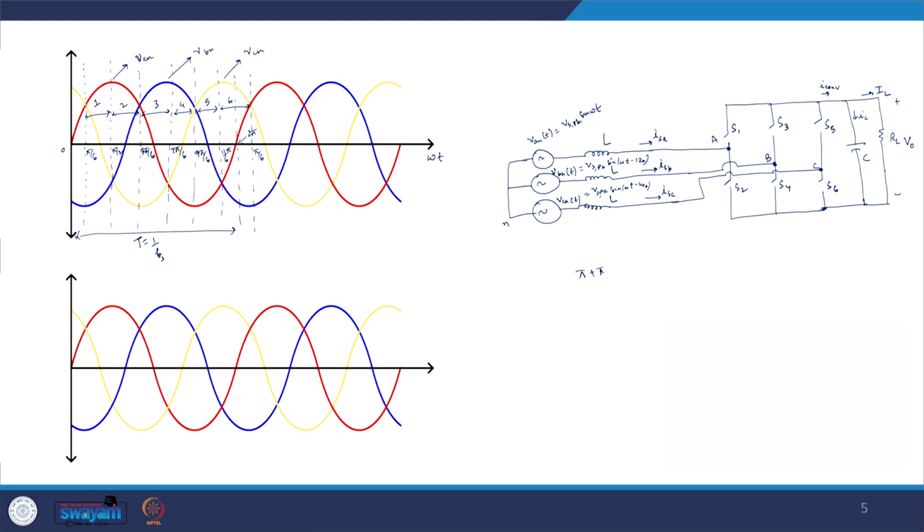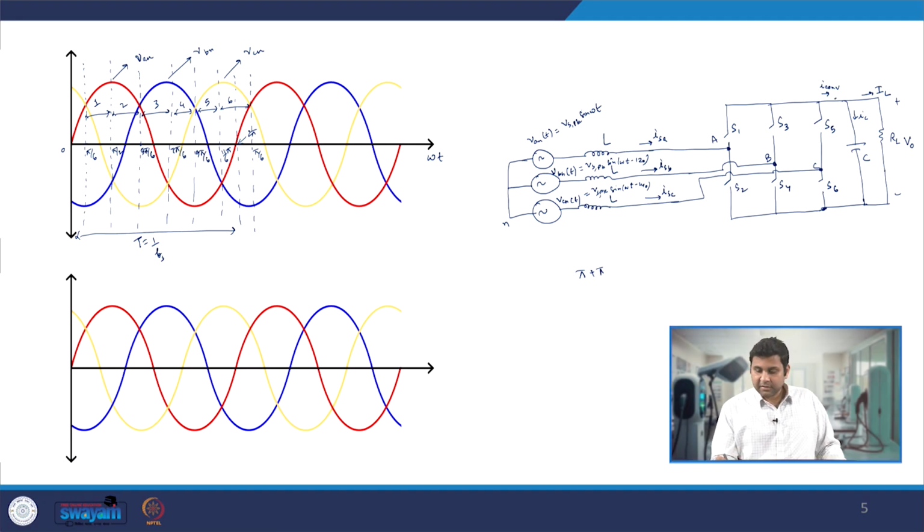So, let us try to understand how we can calculate, for the first sector, the current which is going through the I converter. Let us try to find out the I converter current.